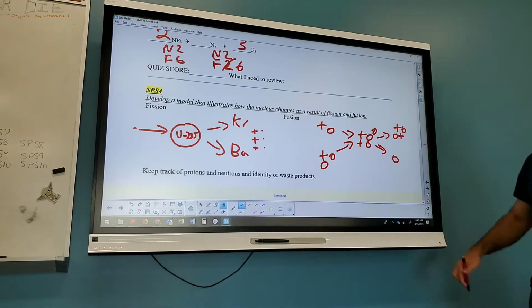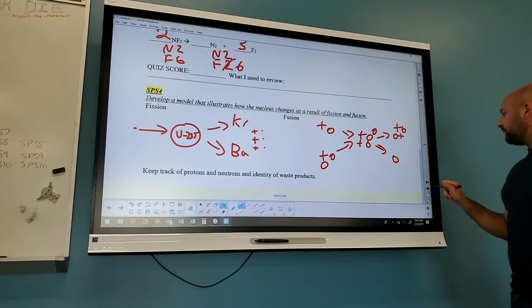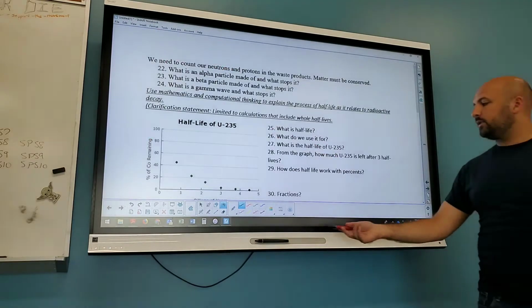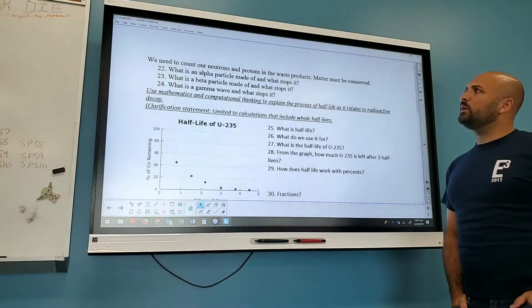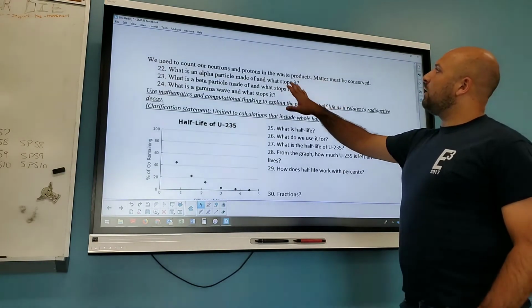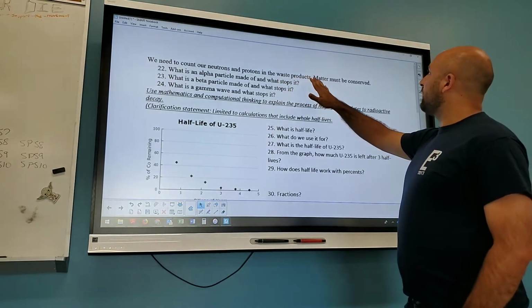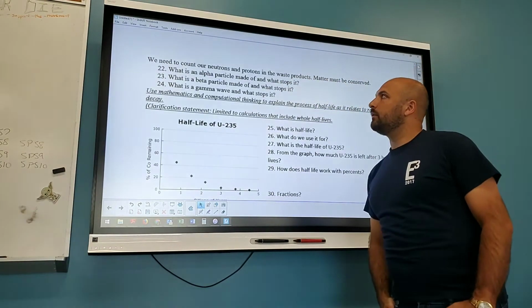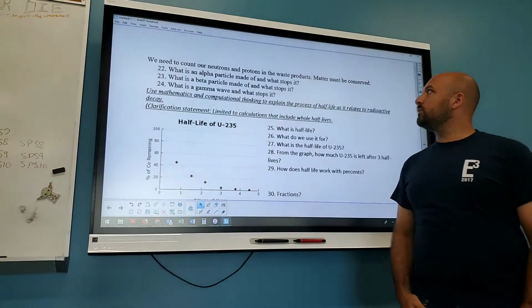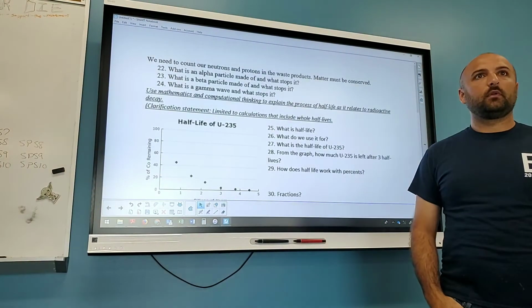Alrighty. Keep track of your protons and neutrons to identify waste products. You'll see that on the study guide from the Georgia State Department. Okay. We need to count our numbers of neutrons and protons and waste products. Matter must always be conserved. What's an alpha particle made of? 2 protons, 2 neutrons. What stops it? Paper.